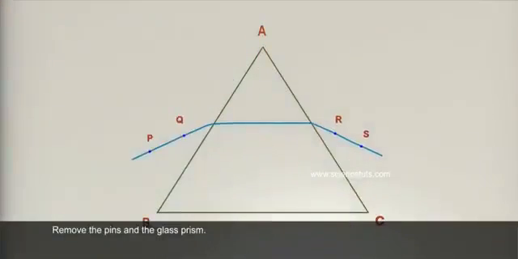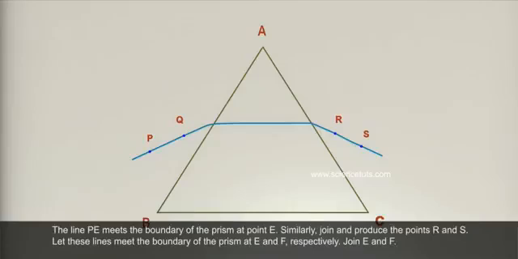Remove the pins and the glass prism. The line PE meets the boundary of the prism at point E. Similarly, join and produce the points R and S. Let these lines meet the boundary of the prism at E and F respectively.